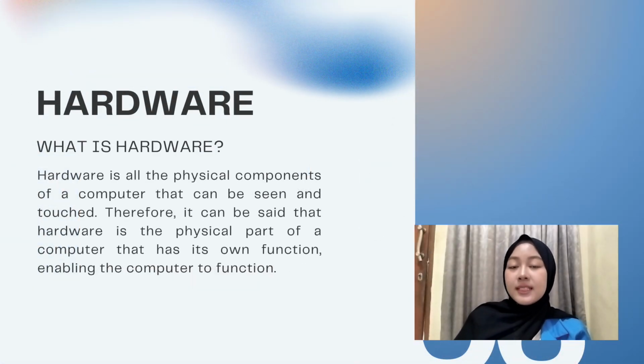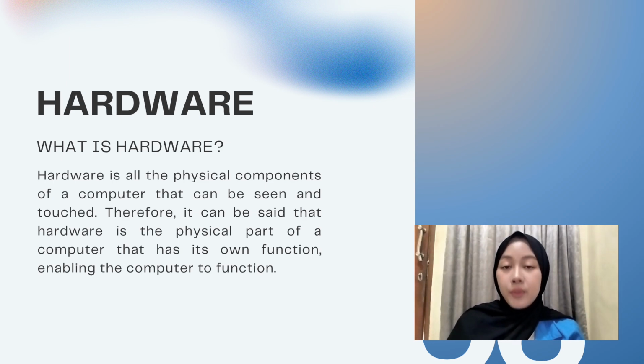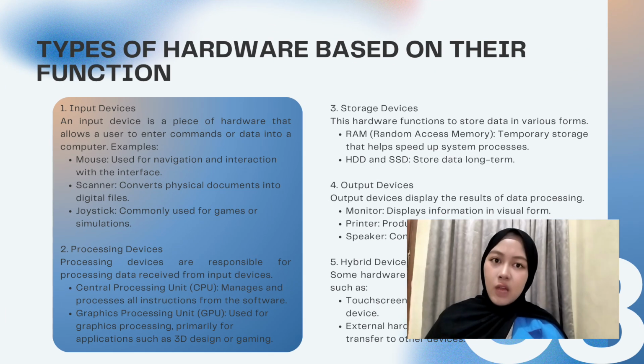Okay, now we will discuss about hardware. Hardware is all the physical components of a computer that can be seen and touched. Therefore, hardware is the physical part of a computer that has its own function and enables the computer to work properly.